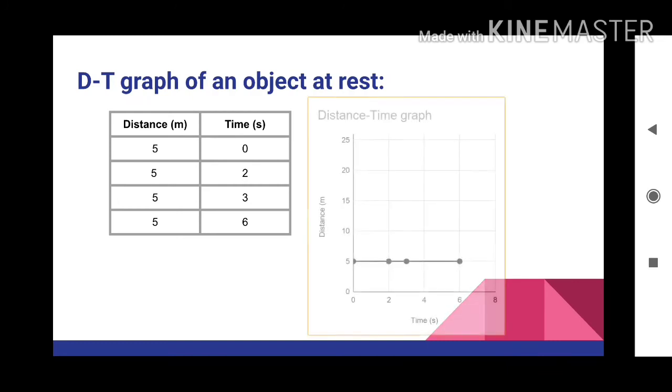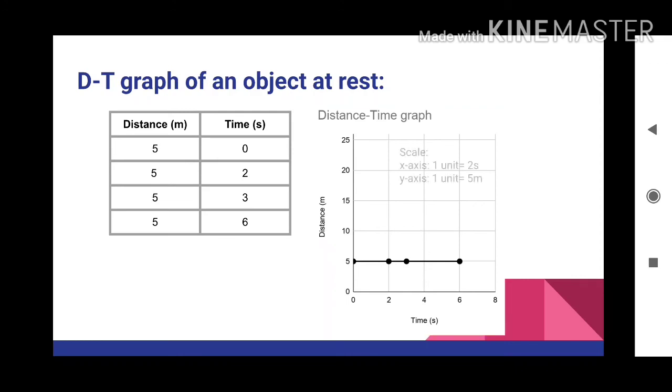So you can look here. This is what the distance time graph will look like. The line is parallel to the x-axis. Here 0 seconds, 5 meters; 2 seconds, 5 meters; 3 seconds, 5 meters; 6 seconds, 5 meters. The scale is: x-axis 1 unit is equal to 2 seconds and y-axis 1 unit is equal to 5 meters. So this is the distance time graph of an object at rest.